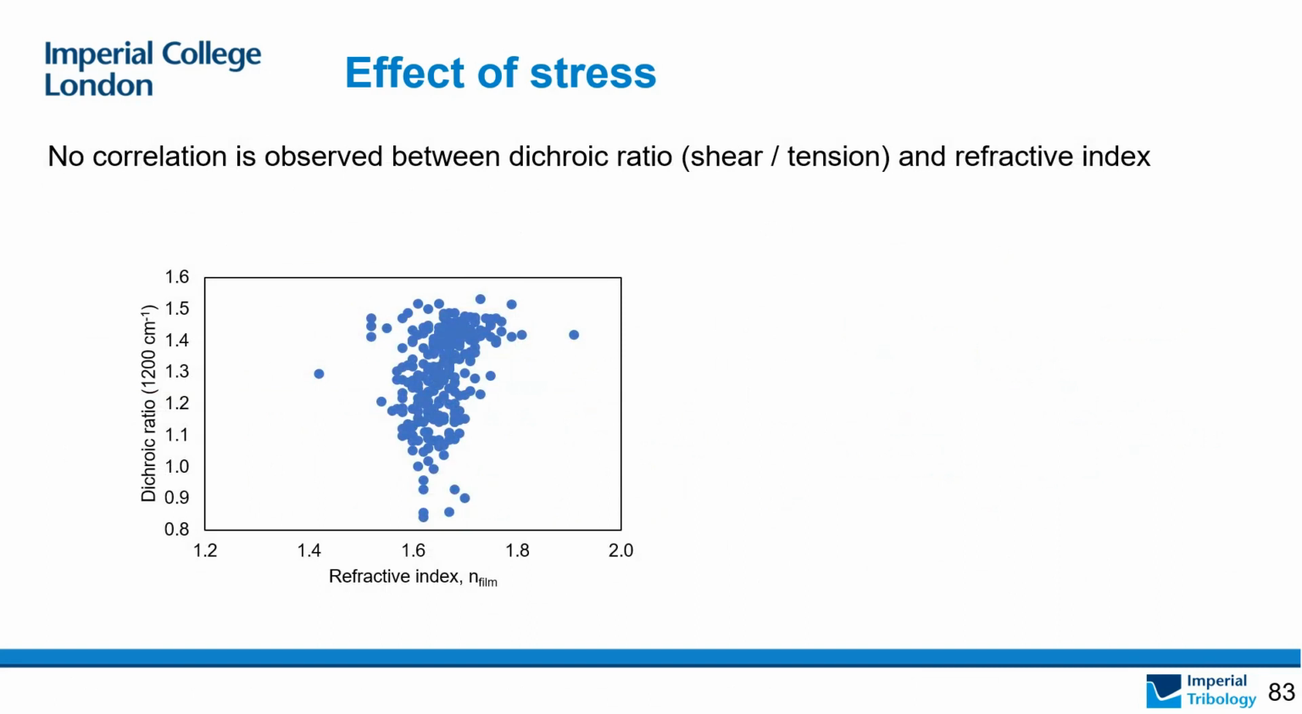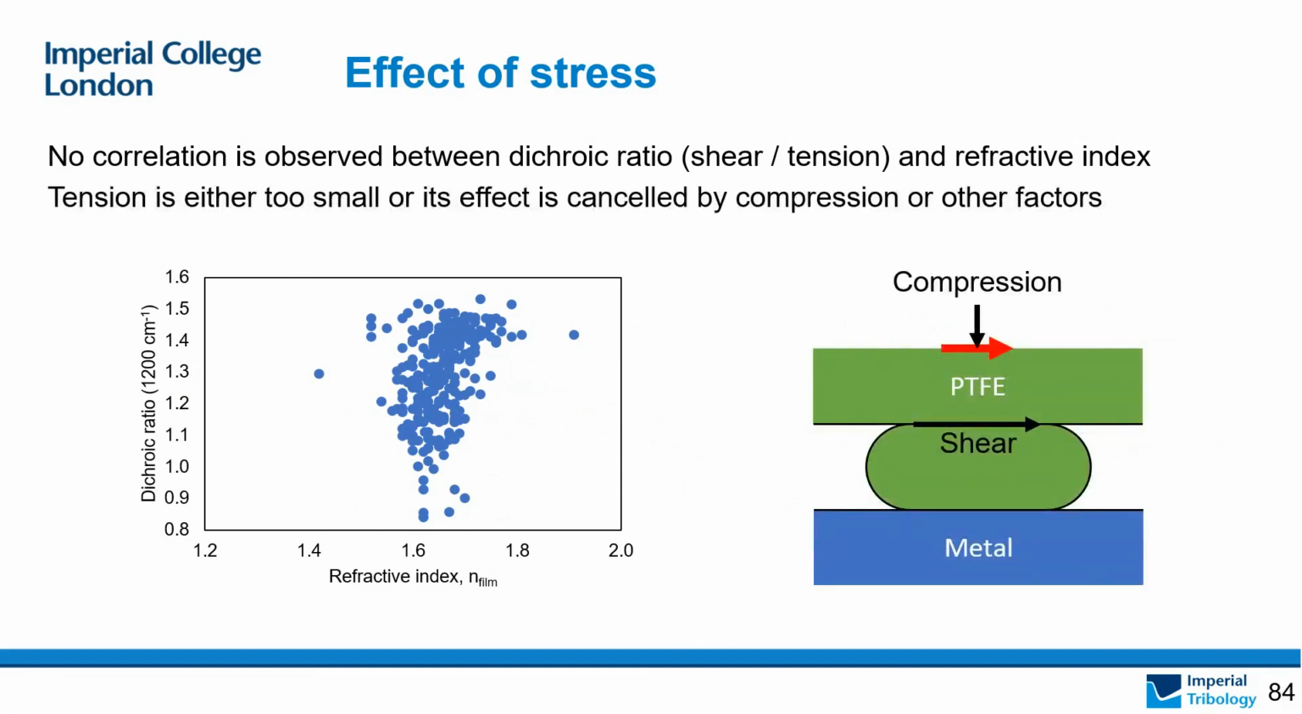Here we plotted the dichroic ratio against refractive index, and we see no obvious correlation between the two parameters. This suggests that the tension in the films is either too small to cause a decrease in refractive index, or maybe the decrease is cancelled by the compression due to the normal load or other factors which can actually increase the refractive index.